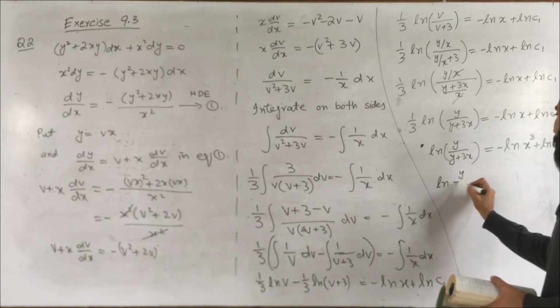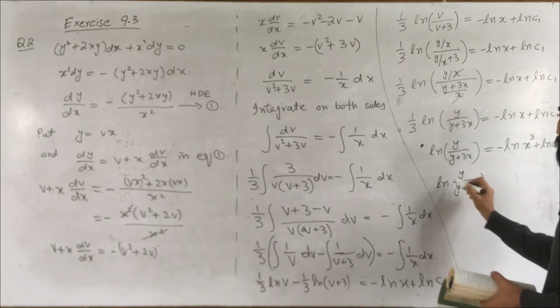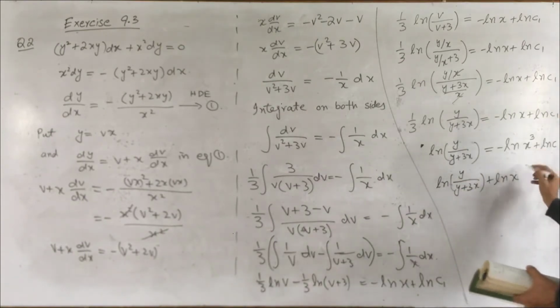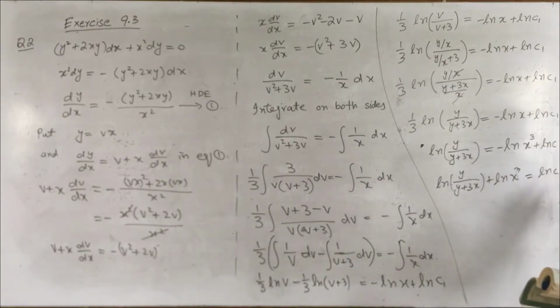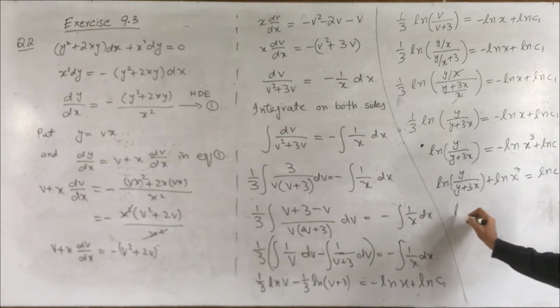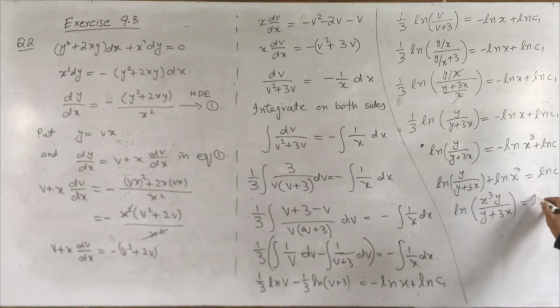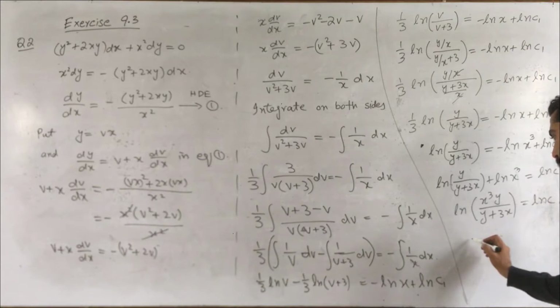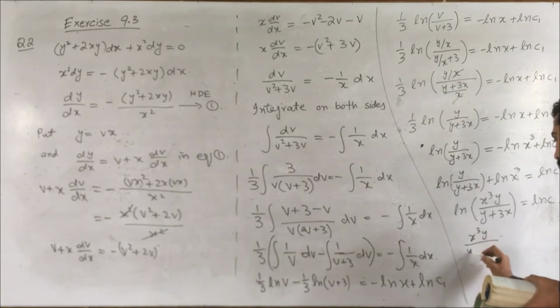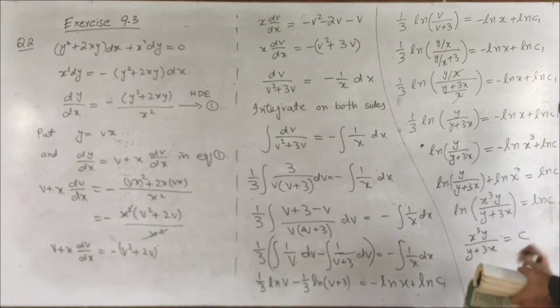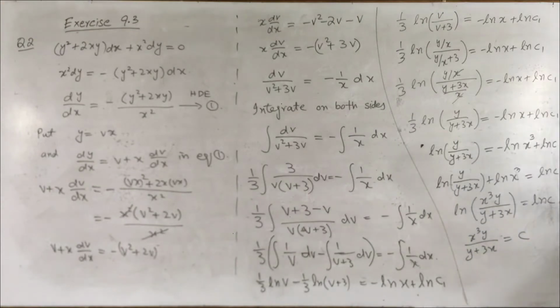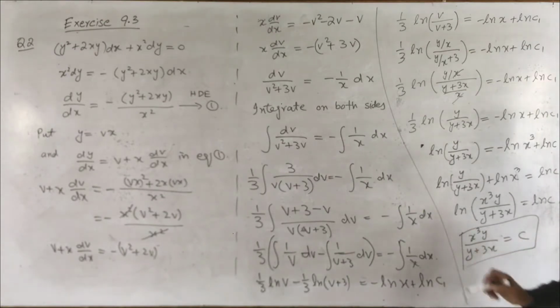So natural log of y over y plus 3x plus natural log of x cube is equal to natural log of c, and then natural log of x cube y over y plus 3x, by the property of natural log, is equal to natural log of c. Natural logs cancel out each other, and x cube y over y plus 3x is equal to c, which is the general solution of question number 2.